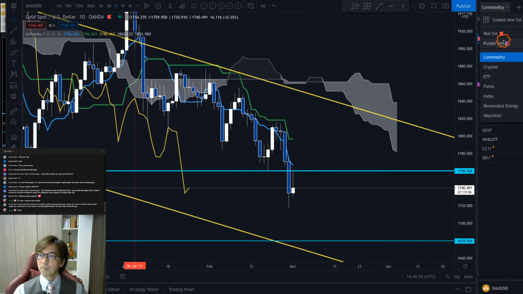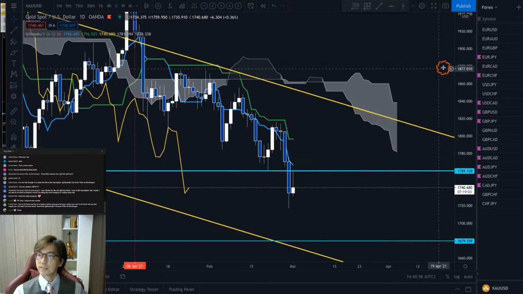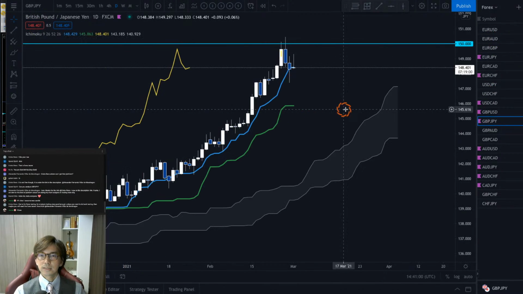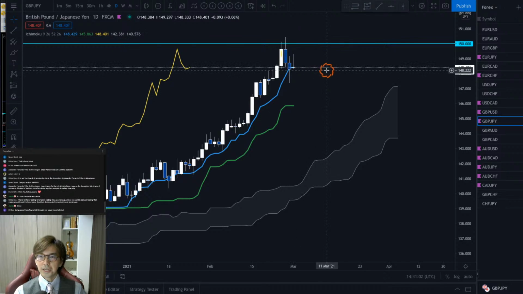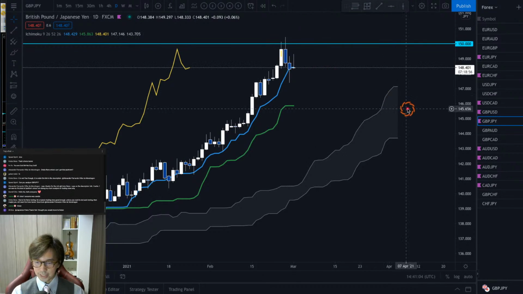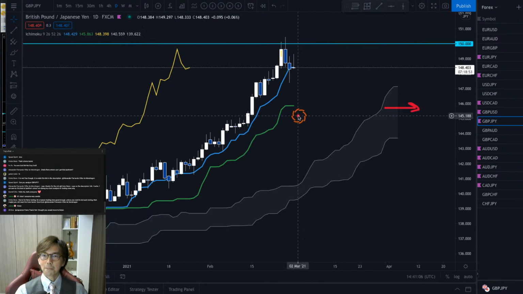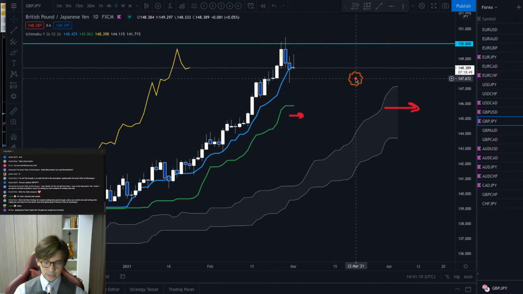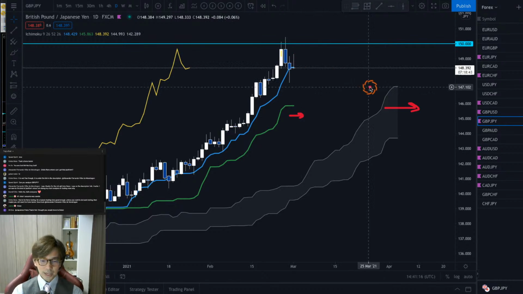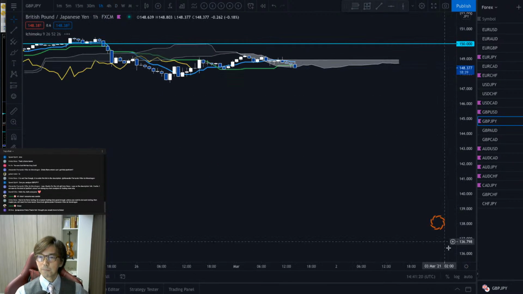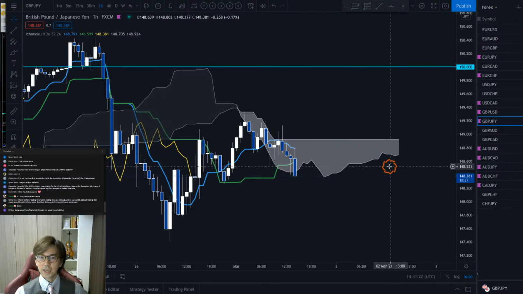So let me check some Forex pairs. Let's see, pound JP. It's been consolidating now. The Kumo flat, Kijun Sen flat. So it's ranging on the daily chart, and we have a pin bar on today's daily candle. So let's check 1 hour to see if we have any potential uptrend.